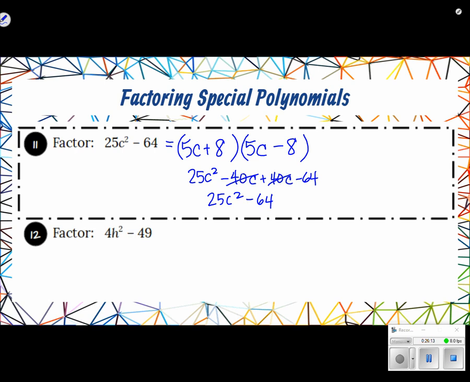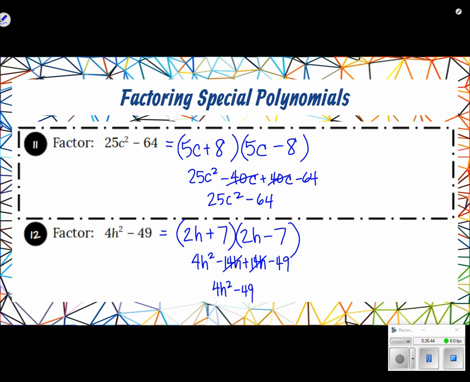I'm going to try number 12. I'll pause the video, see how it goes. All right, the square root of 4 is 2. The square root of h squared is h. One gets a plus, the other gets a minus. Square root of 49 is 7. Let's check it. 4h squared minus 14h plus 14h minus 49. 4h squared minus 49. That's what we started with. How you feeling? You doing okay?